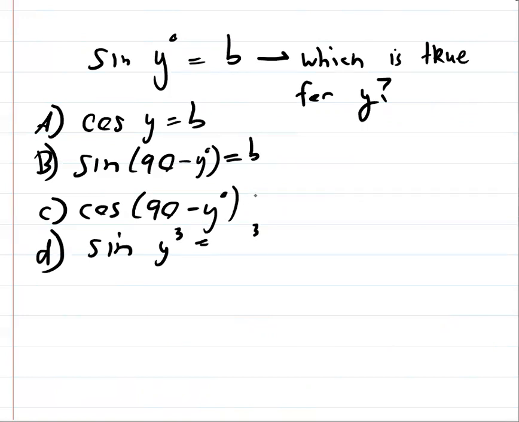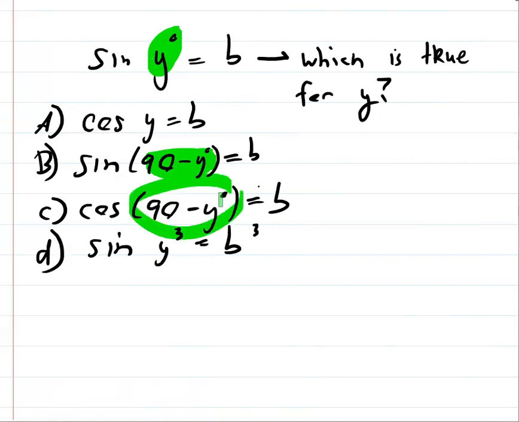So b, b, b, and b to the third power. Okay, so which of these is true? The important thing to know here is that this and this are complements. And also, this other one is the same thing. But that's the point of this video, is for you to know that that's a fancy way of saying complementary angles.